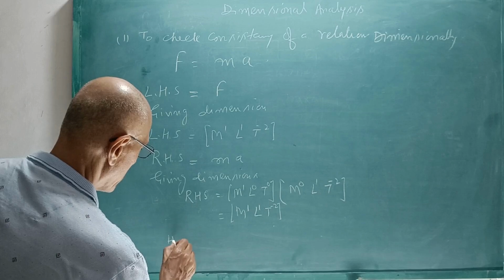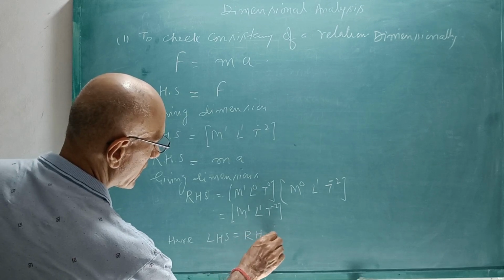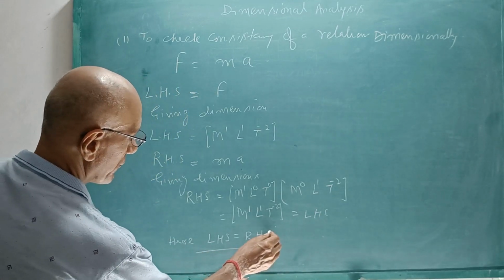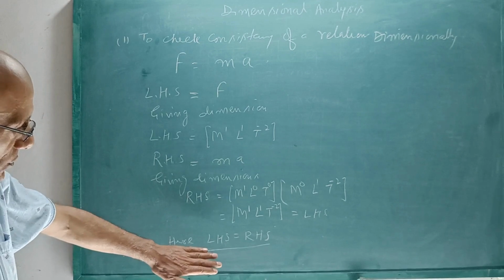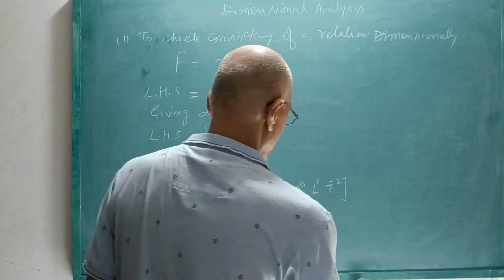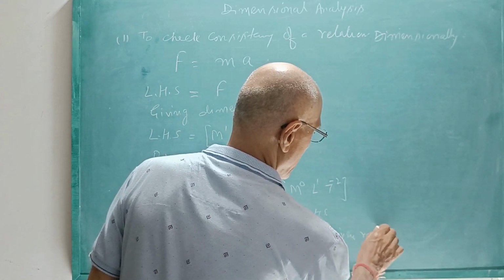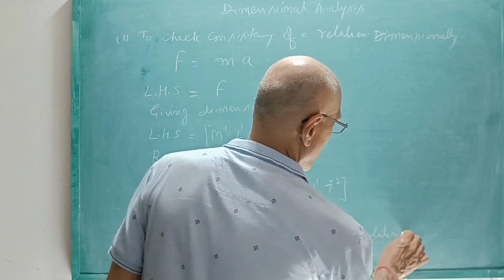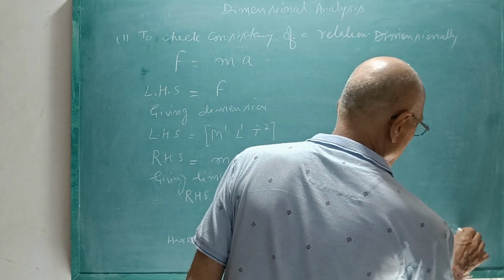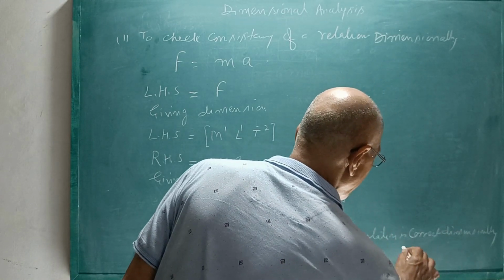So here LHS is equal to RHS. We have come to analyze that LHS is equal to RHS. Therefore, the given relation is correct dimensionally, or consistent.